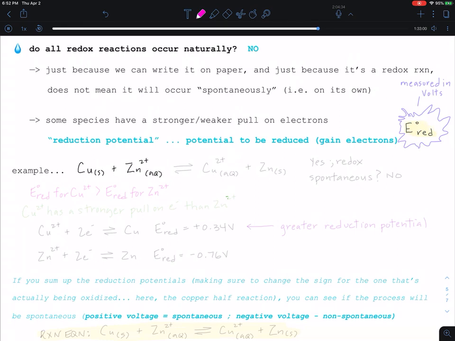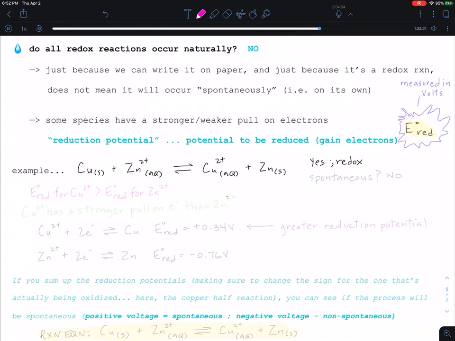Do I expect that the copper is going to be oxidized by zinc 2+? So do I have essentially a redox reaction written down here? Yes. There was a change in the oxidation state for both the copper and for that zinc ion. So is this a redox reaction? Yes, this is a redox reaction.